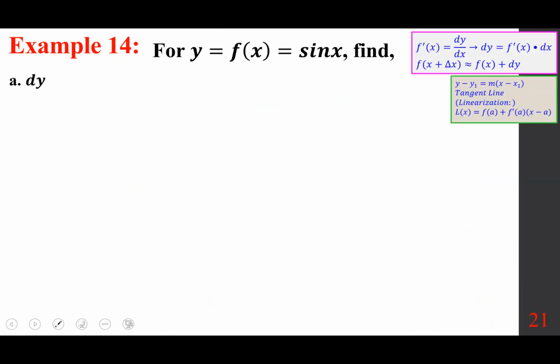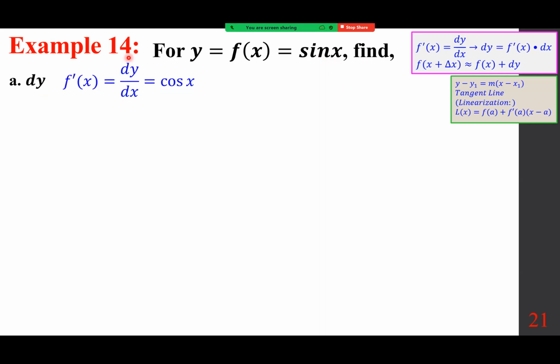Given that f of x is sine x, we want to find dy. And the moment you hear dy, you just differentiate first. F prime of x is dy dx. As you know, it's just cosine x. So what is dy? It's cosine x times dx.